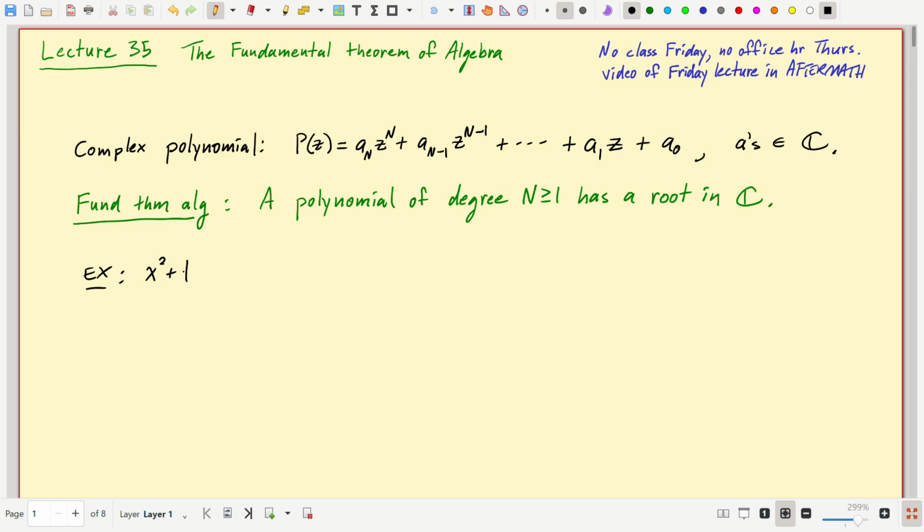And whenever you have a complex root, you can factor out that complex root. So this factors over the complex numbers as z minus i times z plus i. So it's a corollary that when you get a root, you can factor out. So a corollary of the fundamental theorem of algebra is that complex polynomials factor.